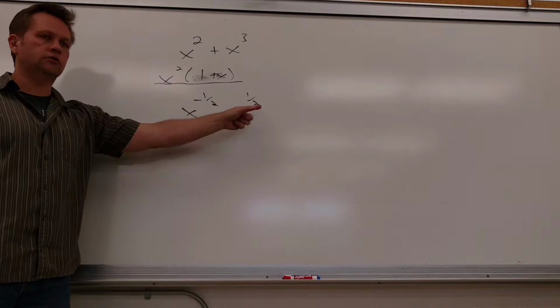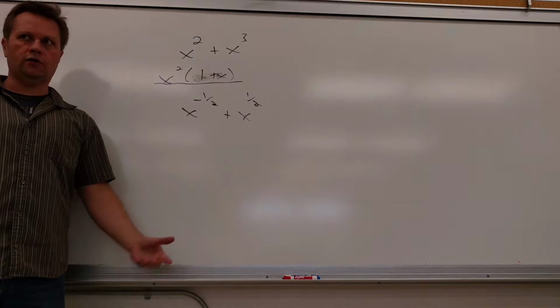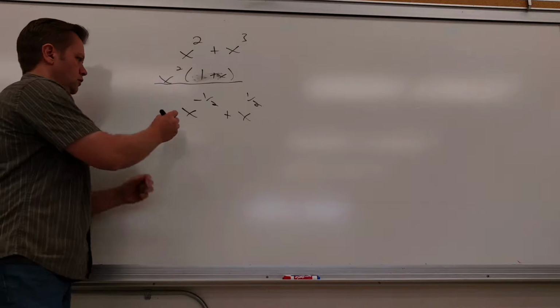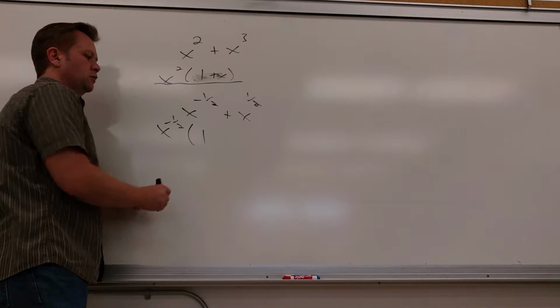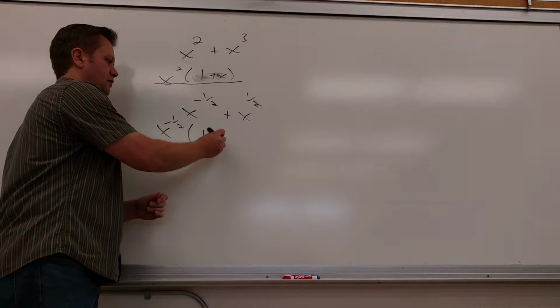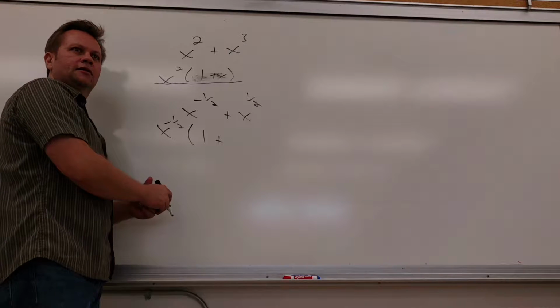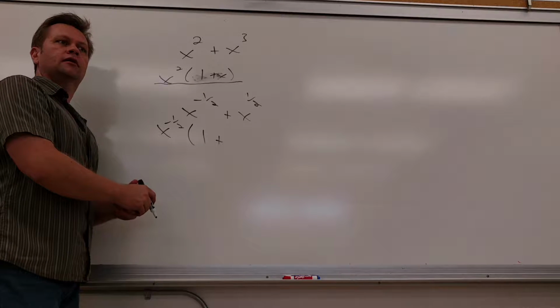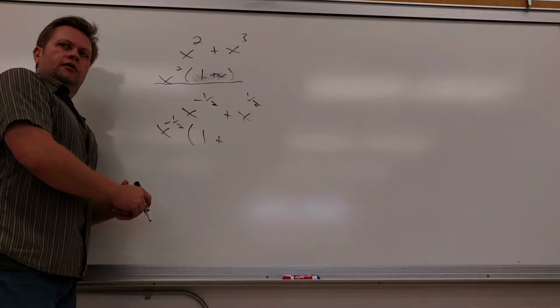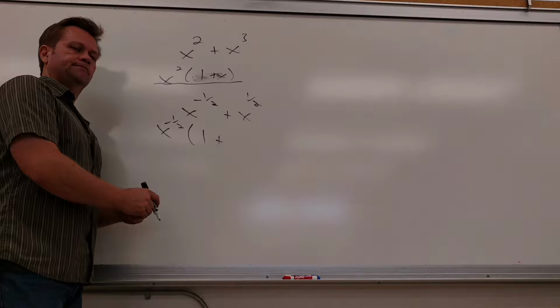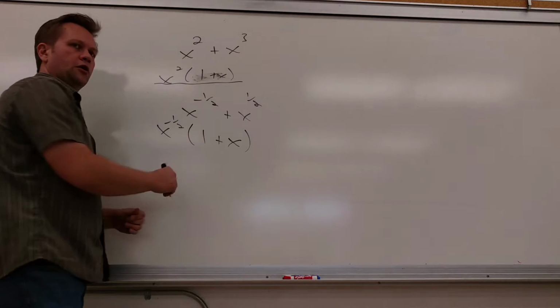So what would you take out? The negative 1/2. The smallest exponent, right? So x to the negative 1/2 comes out. I'll do this plus 1 plus negative 1. It's a negative 1. There you go. Cool.